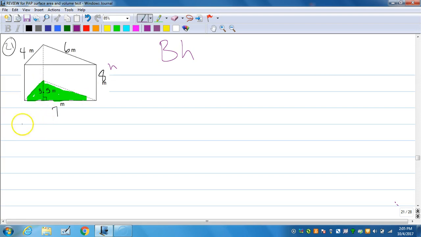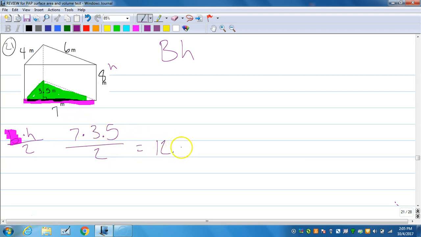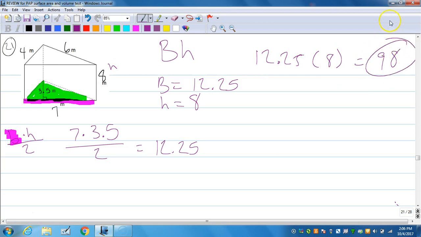If this is a triangle, how do you find the area of a triangle? It means base times height divided by 2. This is the base. This here is the height. Alright, 3.5. That is the height. So it's 7 times 3.5 divided by 2. And that gives you 12.25. That is my capital B. My height. How tall is the box? It is 8. So you multiply those two numbers, 12.25 times 8, and it's going to give you 98. Again, don't get confused between the height of the box and the height of the base. Alright, they're different.